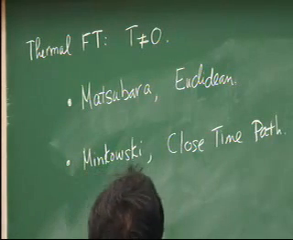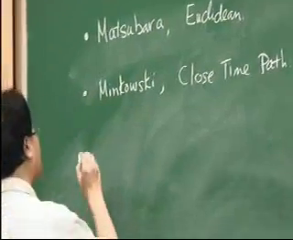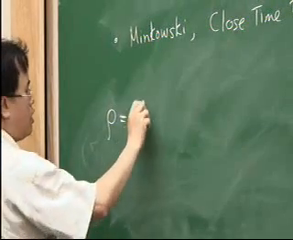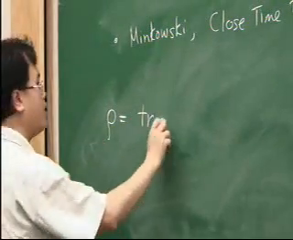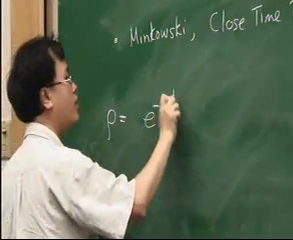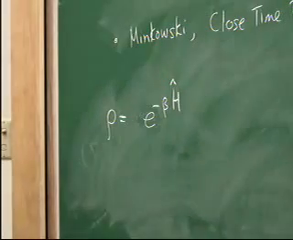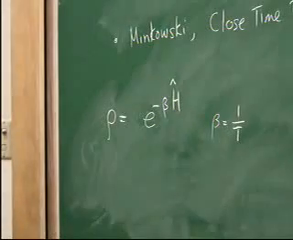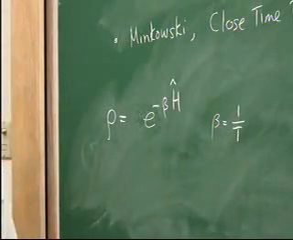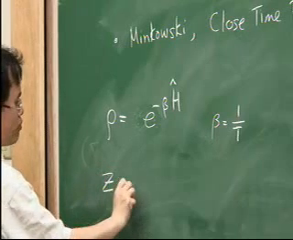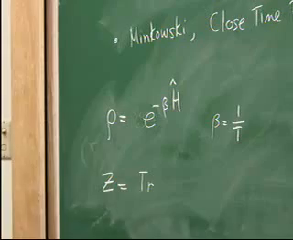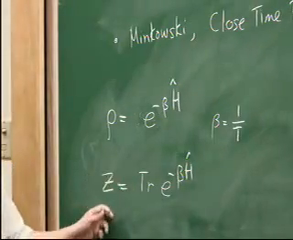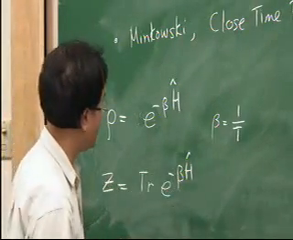So let us start with the Matsubara formulation of thermal field theory. In this formulation, we start by noticing that the density matrix of a system at finite temperature is e to the minus beta H, where H is the Hamiltonian and beta is the inverse temperature, and all the thermodynamic quantities like free energy and entropy can be obtained by doing different operations on the partition function of the system. That is the trace of e to the minus beta H.